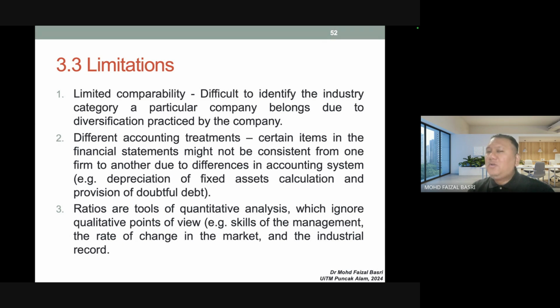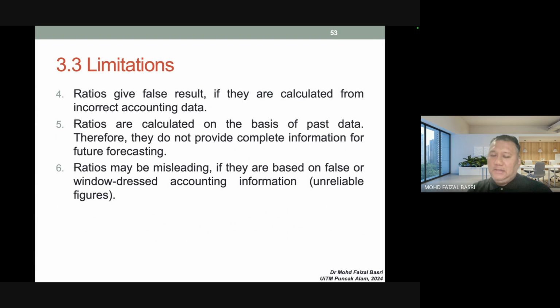Ratios are a quantitative tool, so we ignore the qualitative altogether. We don't look at the skill of the management, their academic qualifications, or the number of managers in the company. We ignore the qualitative aspect. So sometimes the data can be a bit misleading because we only look at the quantitative aspect. Ratios can give false results if we collect data wrongly or obtain incorrect accounting data. So the concept is garbage in, garbage out. If you take garbage information, you will produce garbage results.